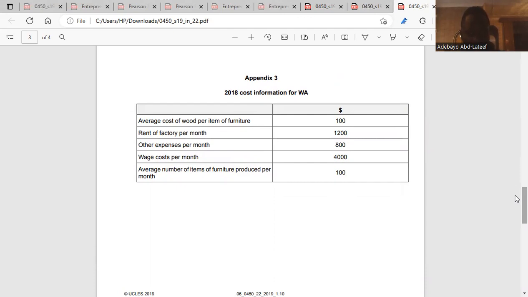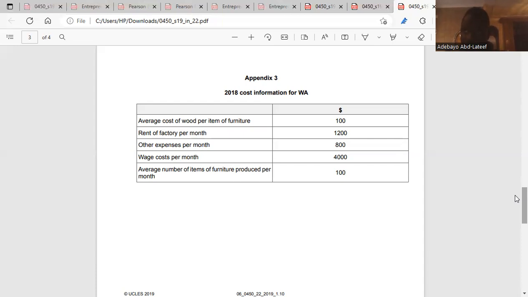Which part of the cost is variable? So we have the 4,000, 800, and 1,200. The rent is a fixed cost. Other expenses per month 800. Wage 4,000. So 4,000 plus 800, that's our variable cost.